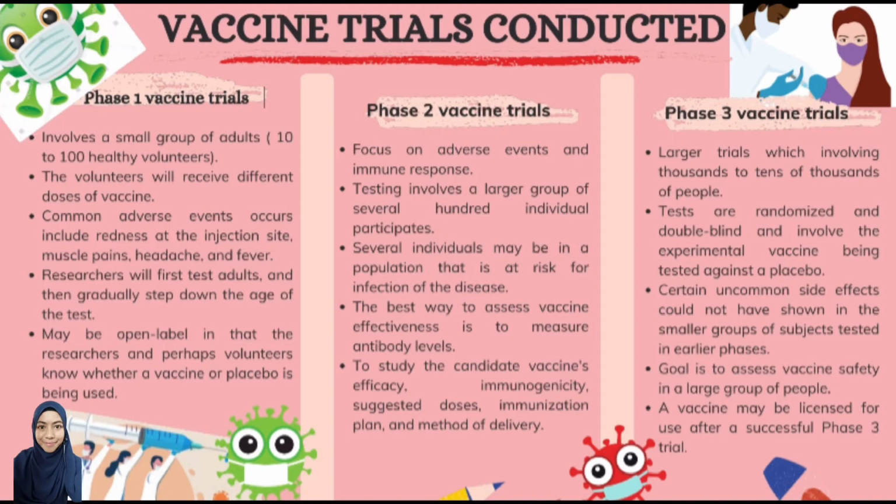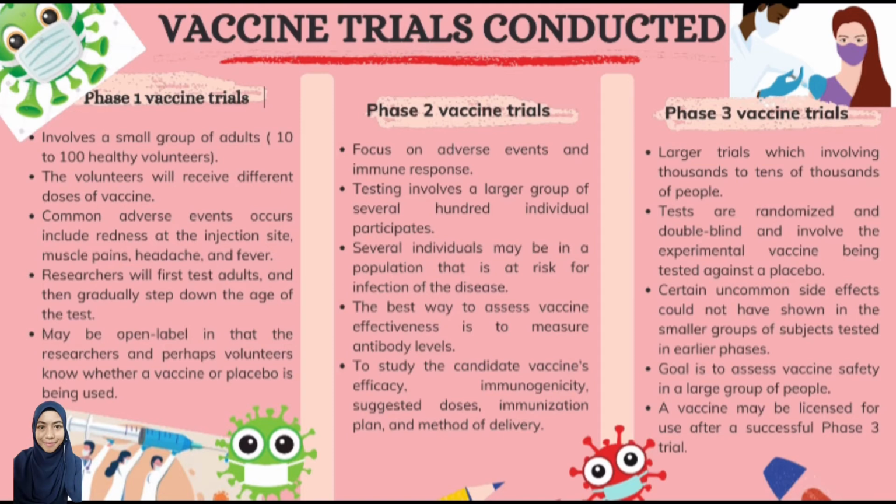The best way to assess vaccine effectiveness is to measure antibody levels. The Phase 2 vaccine trial is to study the candidate vaccine's efficacy, immunogenicity, suggested doses, immunization plan, and method of delivery.